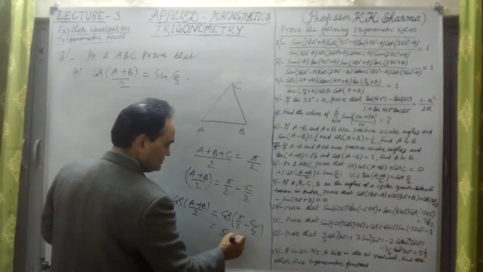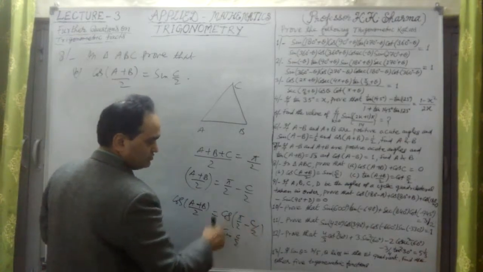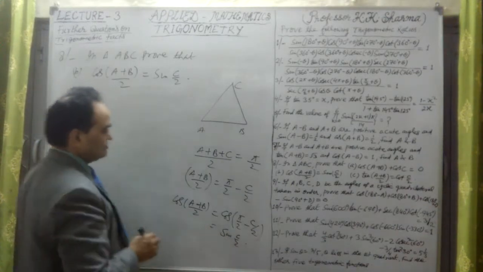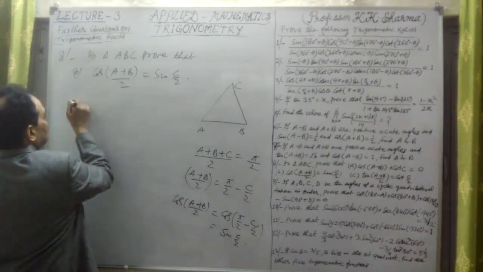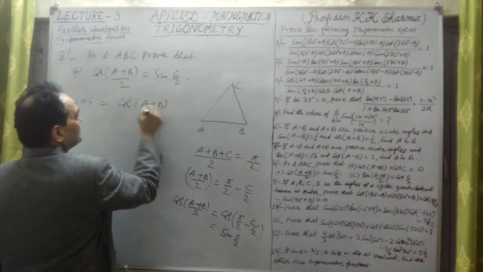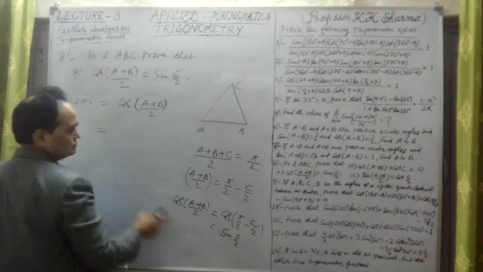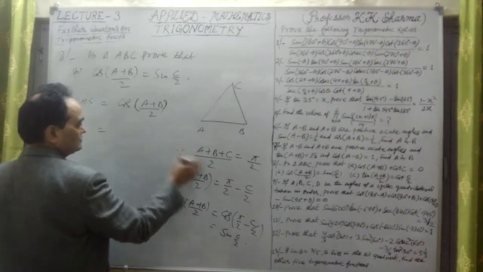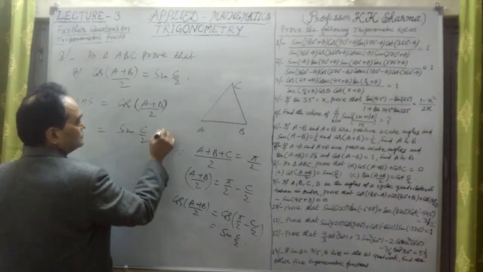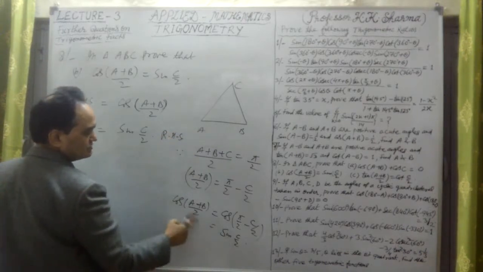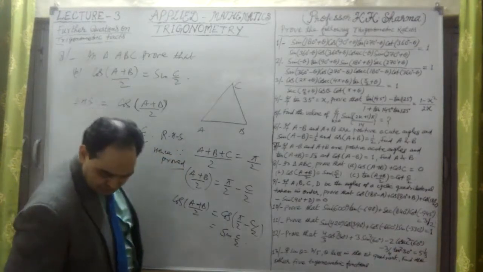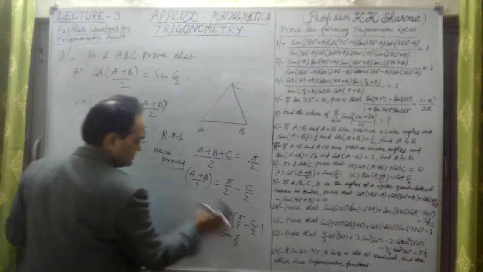This is a positive sine value, sine c by 2. In place of theta we have c by 2, and pi by 2 is 90, so it is sine c by 2. Therefore, cos of a plus b upon 2, the left hand side we have taken here, is equal to sine of c by 2. Proved. We have just substituted this value. This is the second part of question number 8.